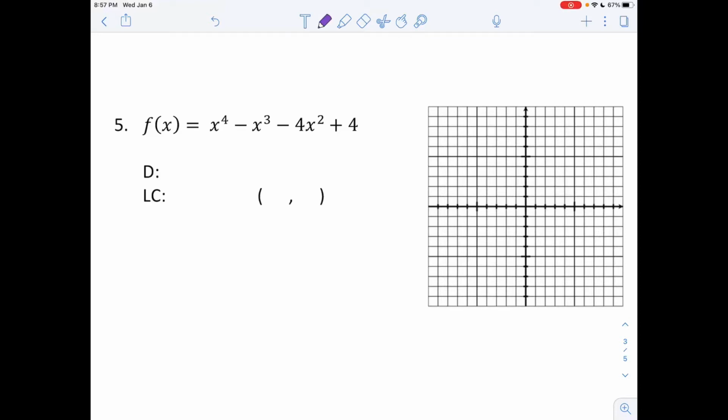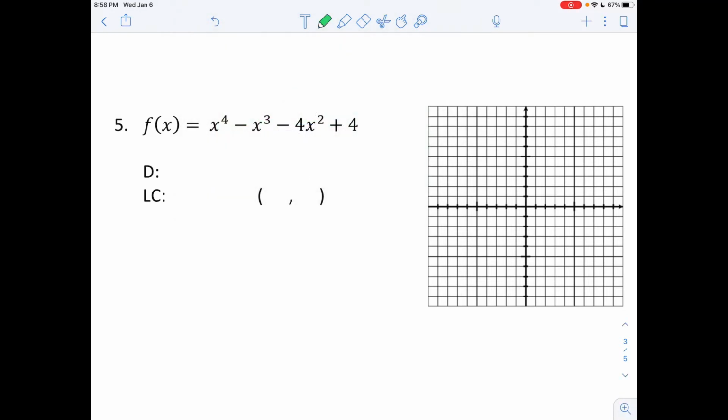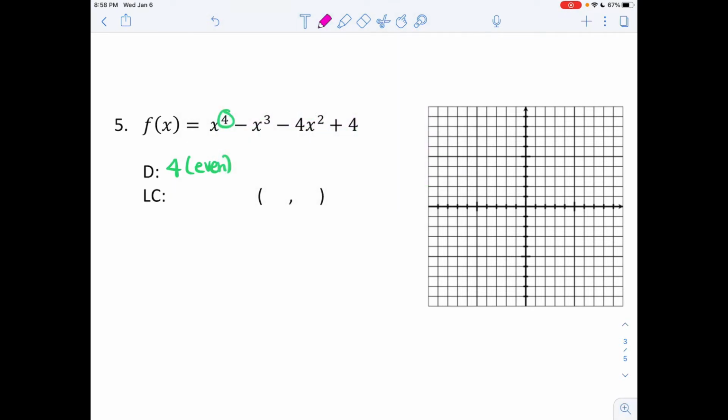Now let's look at another example. This one, I again want to identify my degree first, and I see that 4 is my biggest exponent. So we have a 4 for our degree, and that's an even number. That tells us that both arrows are pointing the same way, but which direction is that? We need our leading coefficient for that, which is just the implied 1, and that's positive.